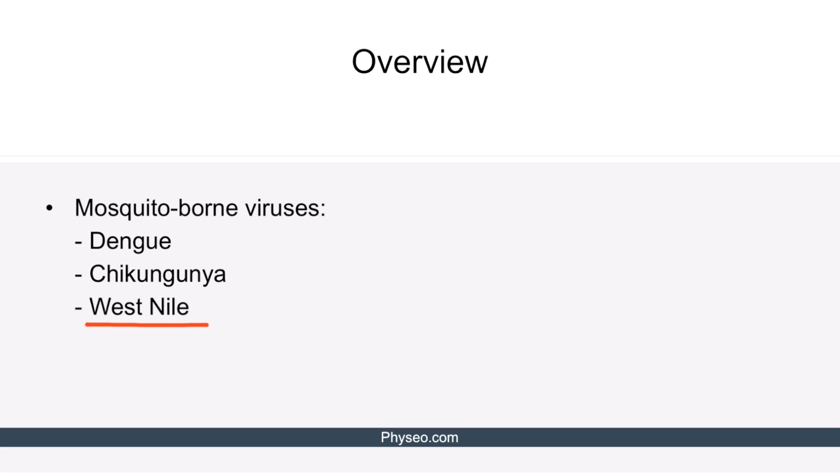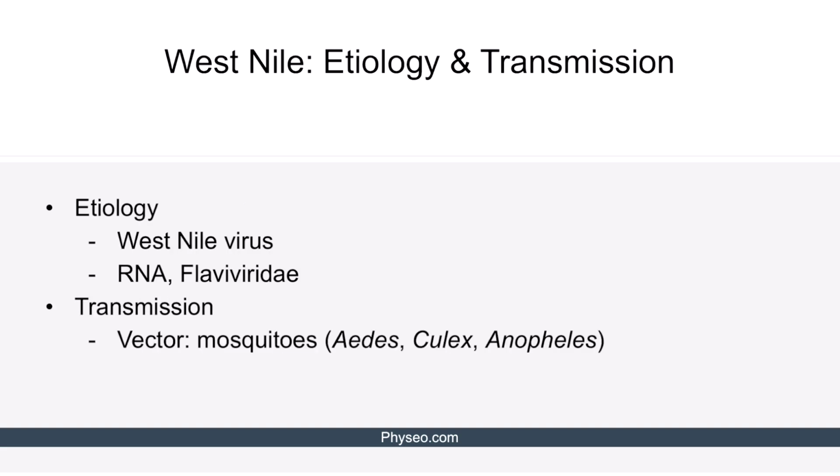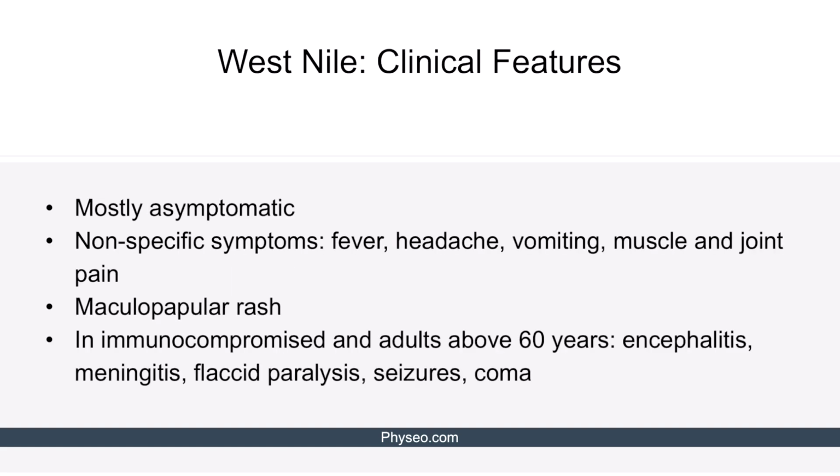Lastly, let's cover West Nile. West Nile virus is an RNA virus of the Flaviviridae family. It can be transmitted by Aedes, Culex, and Anopheles mosquitoes. Infection by West Nile virus is mostly asymptomatic, but some patients may present with nonspecific symptoms like fever, headache, vomiting, muscle and joint pain, and maculopapular rash.